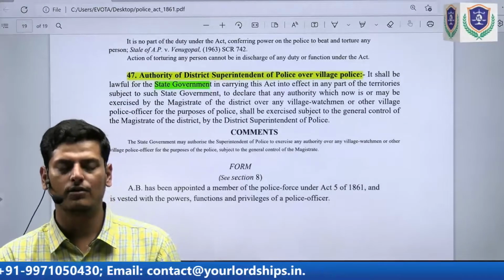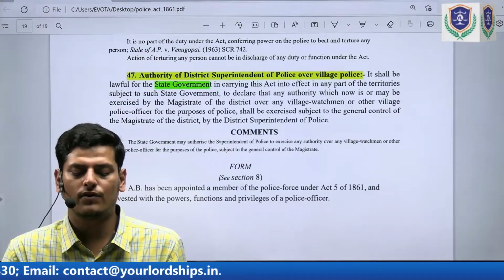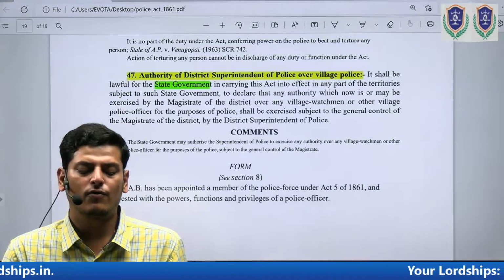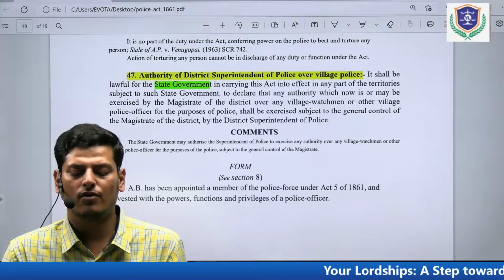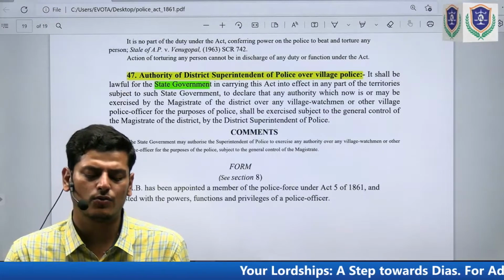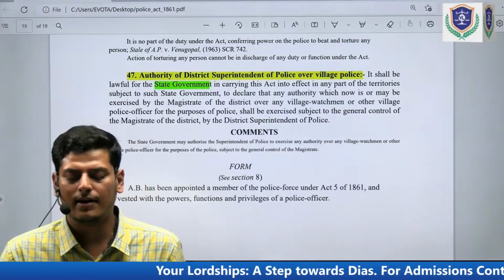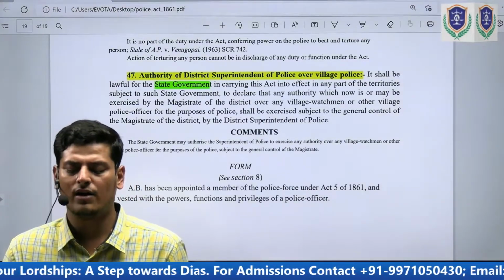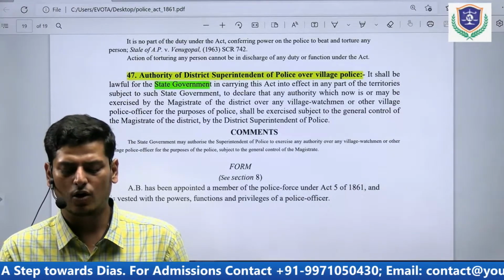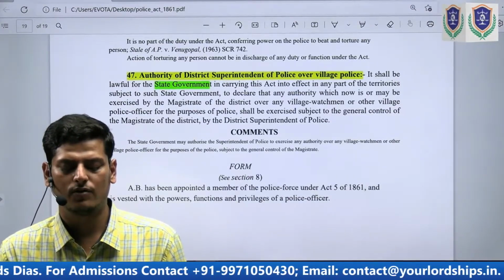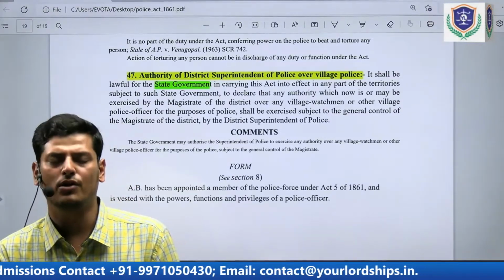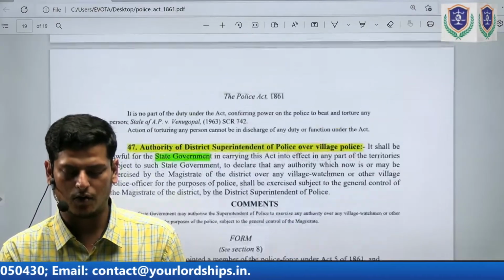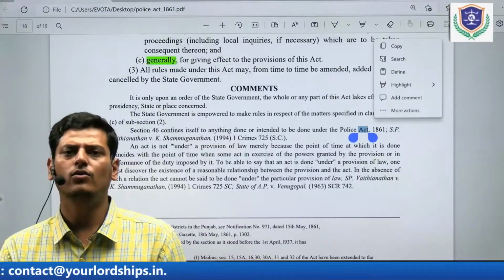And then the last section of this act deals with authority of the district superintendent of police over village police. So it shall be lawful for the state government in carrying this act into effect in any other part of the territory subject to such state government to declare that any authority which now is or may be exercised by the magistrate of the district over any village watchman or other village police. So the general authority of the district superintendent over village police, that also the state government can accordingly make provision. This has been given under section 47, not so much important. So this is all about the Police Act.